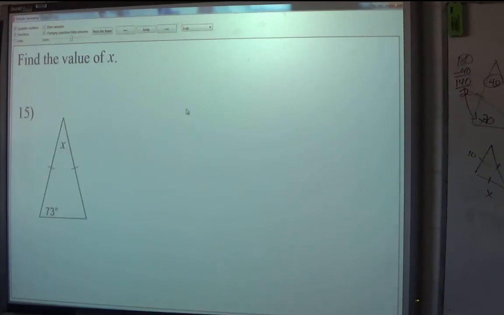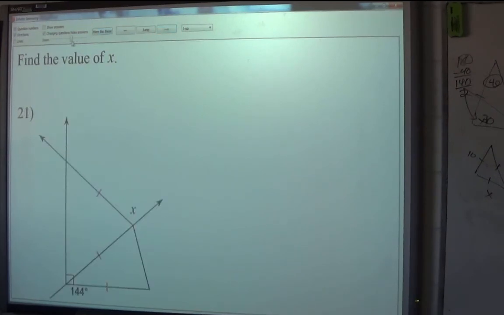How about here? 34. Very good. How about here? 5. Why? Because it's equiangular, that makes it equilateral. X equals 5. 6. Why? Because it's isosceles. The converse of the base angle theorem says that if these angles are congruent, these sides must be congruent. All right, how about there? 8. How about there? 4.